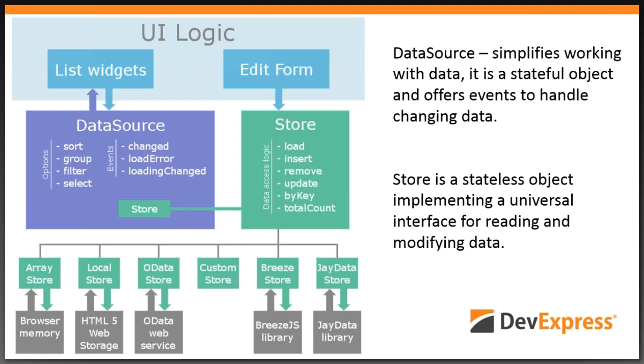Now, when we talk about it being universal, it allows us to work with a myriad of different stores. So you can see from this diagram here, we've got the array store, we've got the local storage, we've got the OData store, and then you can implement your own custom stores. And part of the package we provide, we've done that with Breeze and JData to give you some examples on how to implement that.